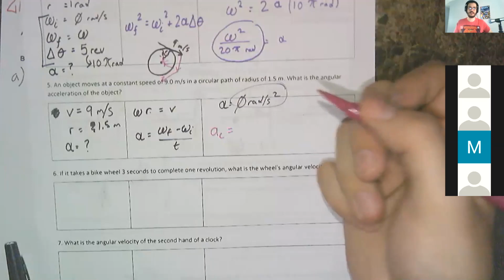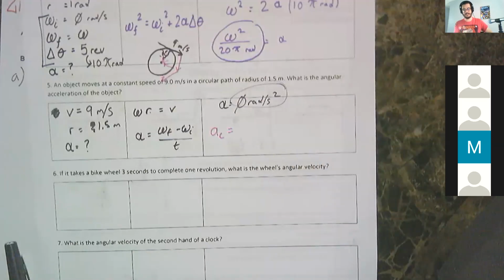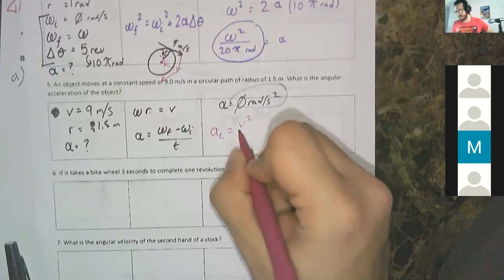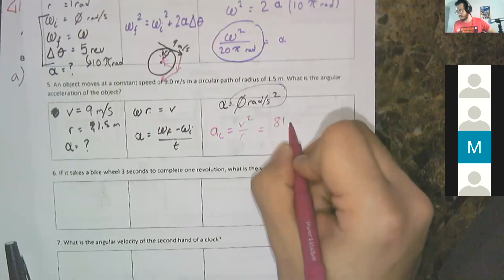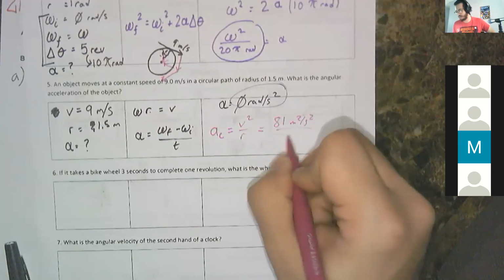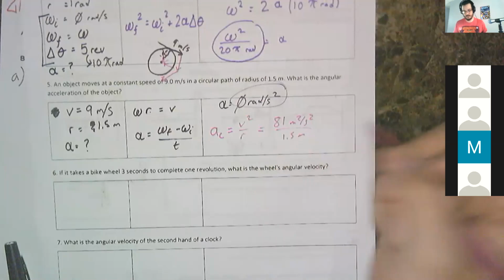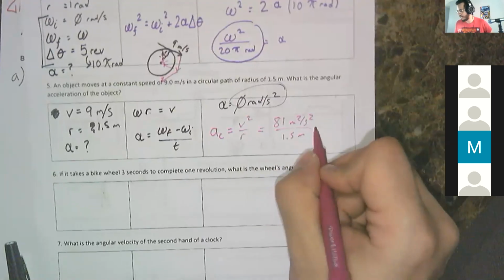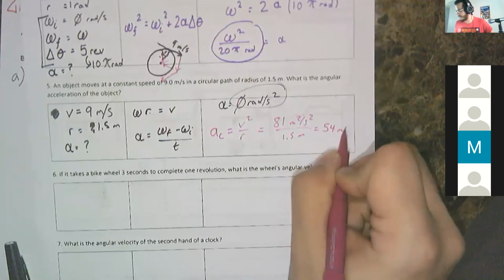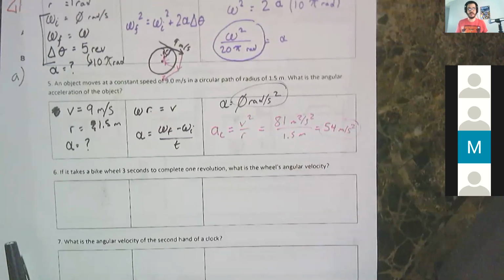But remember, that's like the acceleration of the tangential velocity. So that would be tangential velocity squared over r. So that ends up being 81 meters squared per second squared divided by 1.5 meters. 81 divided by 1.5 is 54 meters per second squared. But notice that is not an angular acceleration. We did not get an answer in radians per square second.